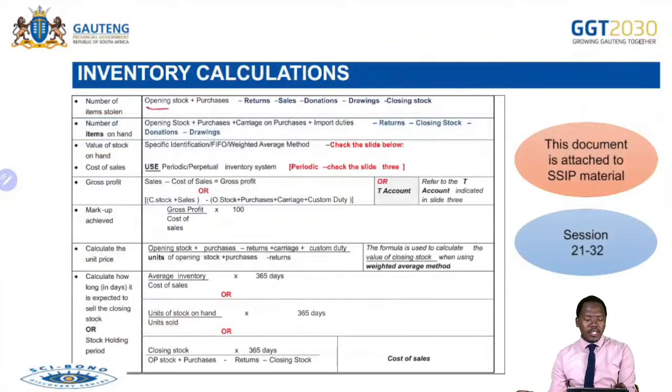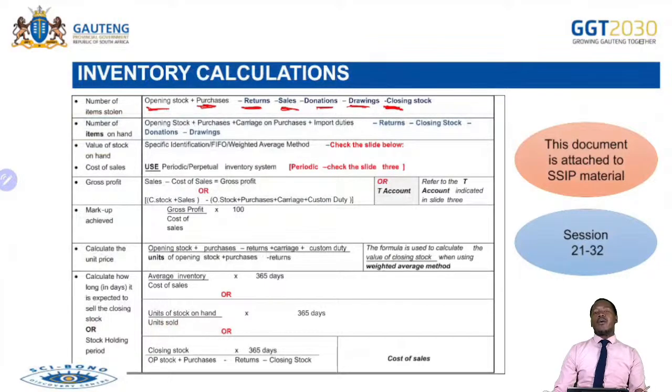I'm looking at my opening stock. I add my purchases, minus my returns, minus my sales, minus my donation, minus my drawings, and then minus my closing stock. And then I will have my units stolen or units missing.